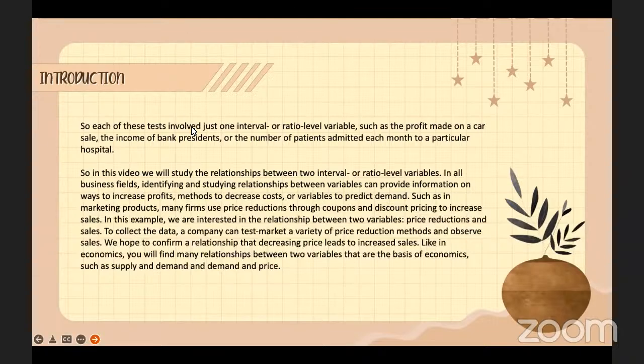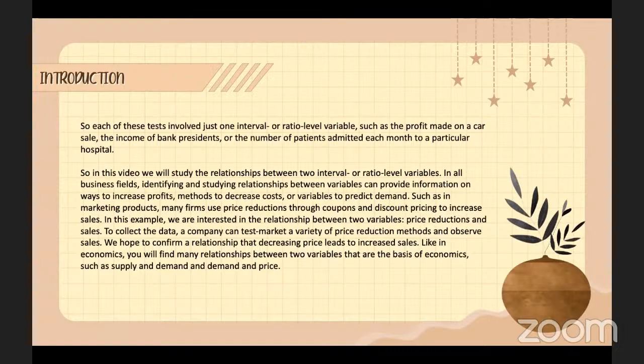So in this video, we will study the relationships between two interval or ratio level variables. In all business fields, identifying and studying relationships between variables can provide information on ways to increase profits, methods to decrease costs, or variables to predict demand, such as in marketing products. Many firms use price reduction through coupons and discount pricing to increase sales. In this example, we are interested in the relationship between two variables, price reduction and sales.